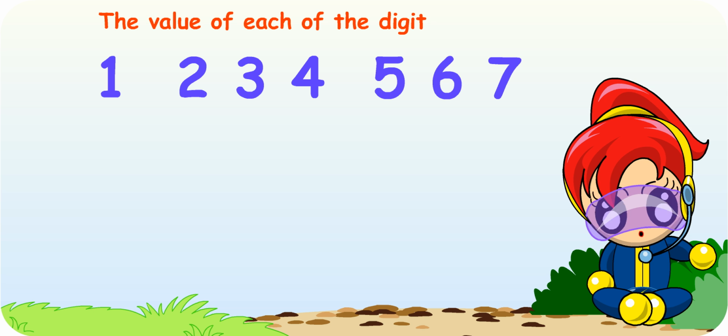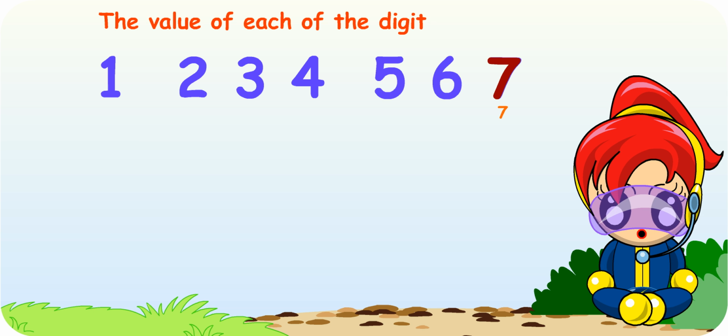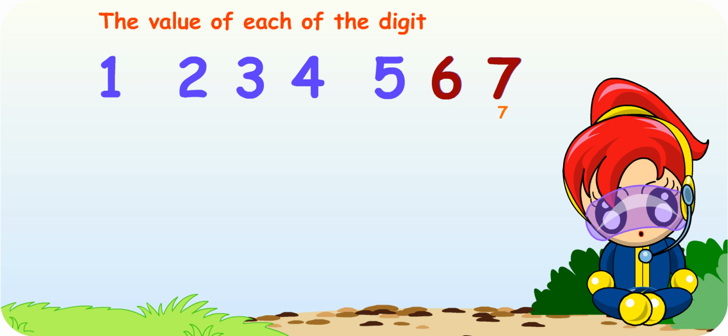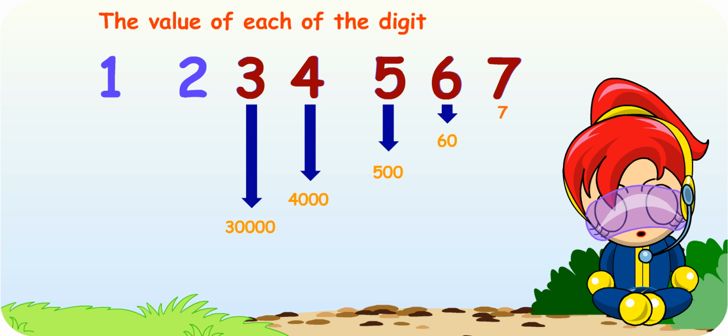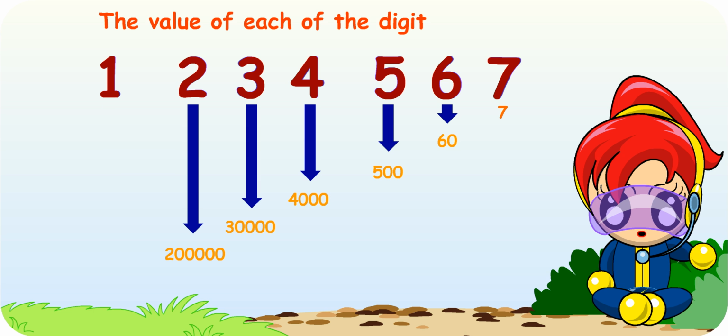Sure. The value of the digit 7 is 7. The value of the digit 6 is 60. The value of the digit 5 is 500. The value of the digit 4 is 4,000. The value of the digit 3 is 30,000. The value of the digit 2 is 200,000. And the value of the digit 1 is 1,000,000.